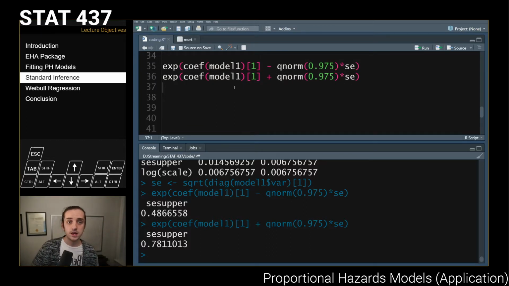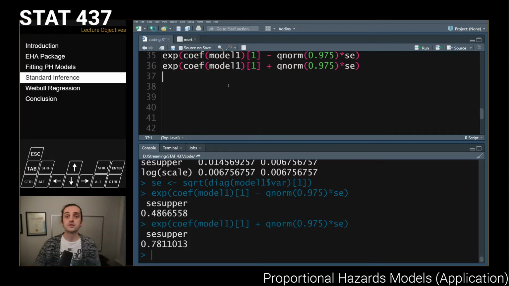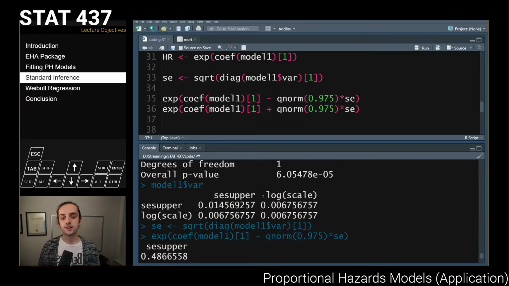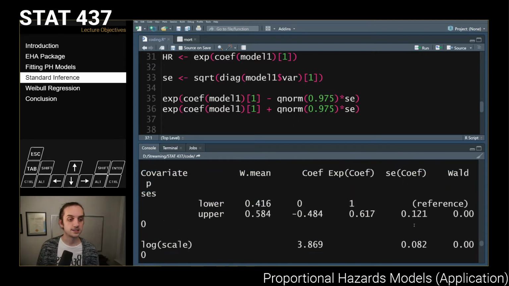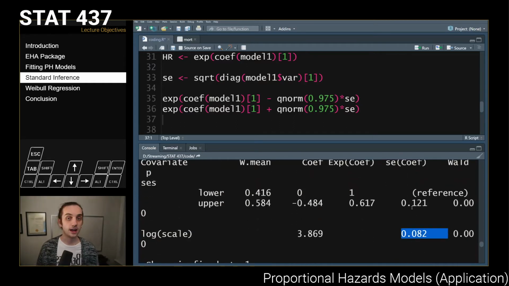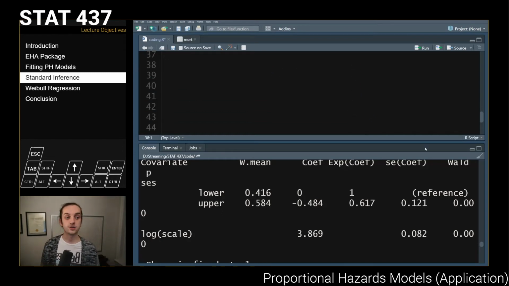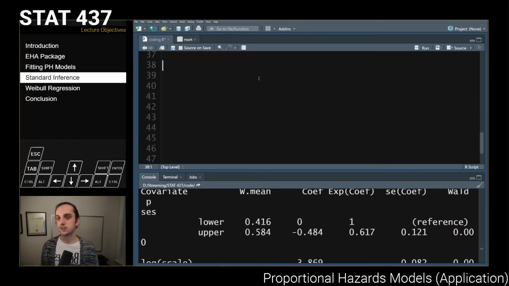Okay, so that is all of the same types of things that we could do here. You already saw there's the p-value from the Wald test, but of course we can also just grab the standard error and run the same types of tests on any of the coefficients in the model. All of that's going to be quite similar to what we've been doing throughout as well.